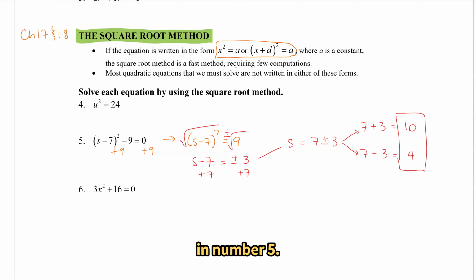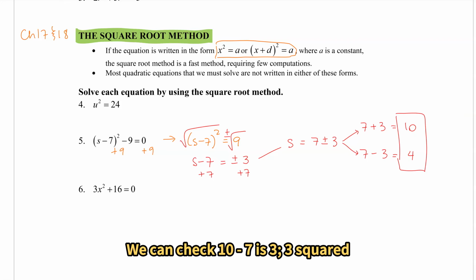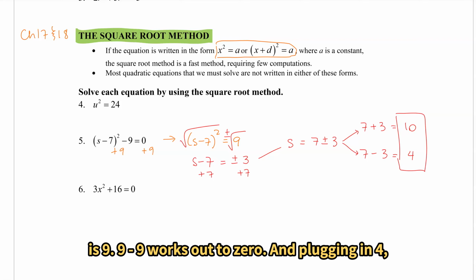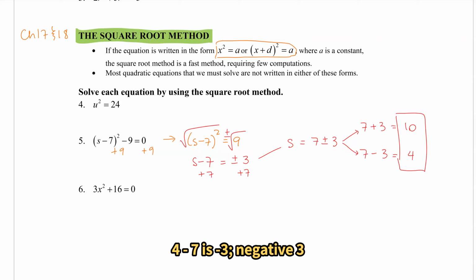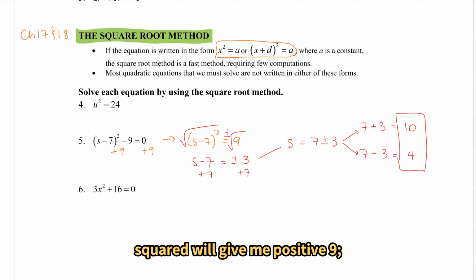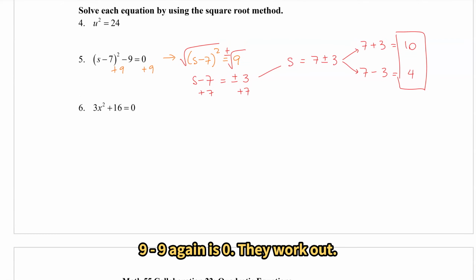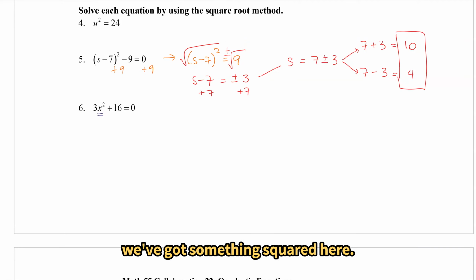We can check. 10 minus 7 is 3, 3 squared is 9, 9 minus 9 works out to 0. And plugging in 4, 4 minus 7 is negative 3, negative 3 squared will give me positive 9, 9 minus 9 again is 0. They work out.